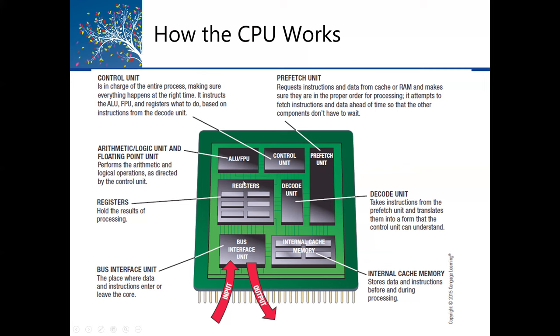A typical CPU may have registers, and this is the device, or I would say the memory, that holds the results or the data that is being processed. Then we have the bus interface unit, and this is the place where the data and instructions enter or leave the core.